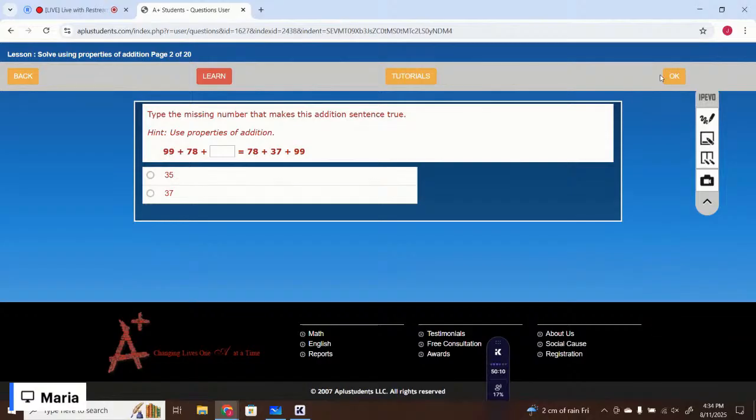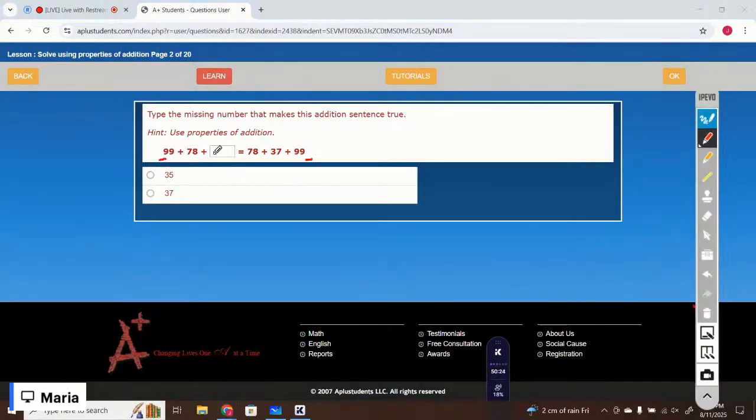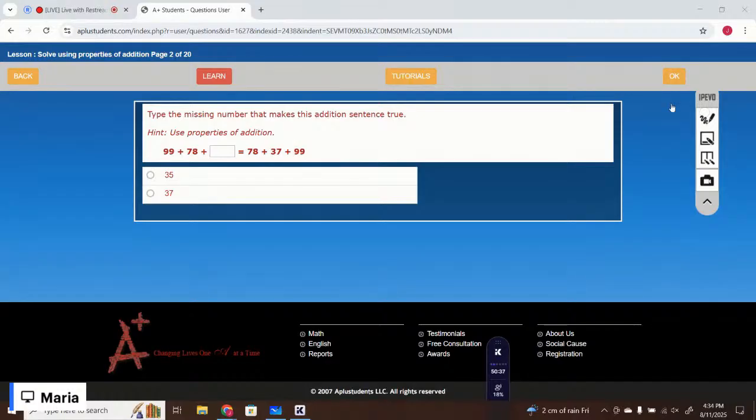Type the missing number that makes the addition sentence true. So that is the associative property, and in the associative property, both sides have exactly the same numbers, just the order of addition is different. So that means the missing number is 37.